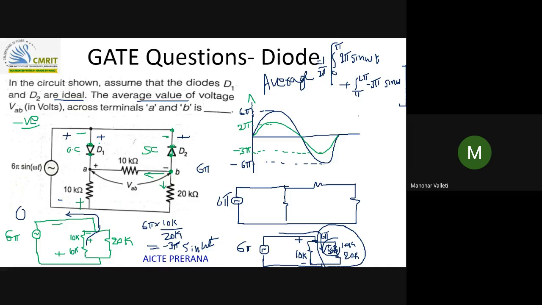The integration of sin omega t is what? Minus cos omega t, right? So the integral of sin omega t is minus cos omega t from 0 to pi. If you substitute 0 to pi, there you will get plus 2: minus cos pi plus cos 0. Minus cos pi is minus of minus 1, so there you will get 2.